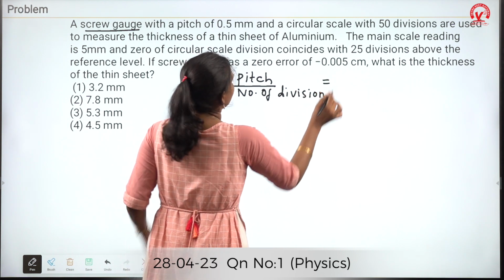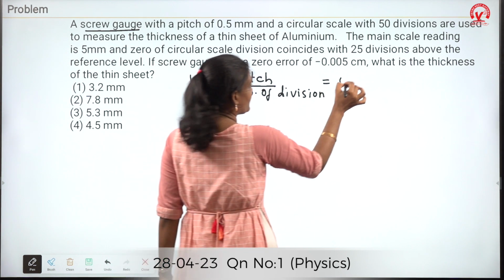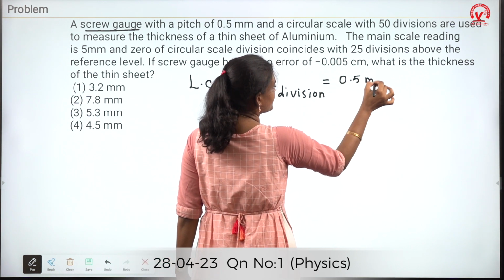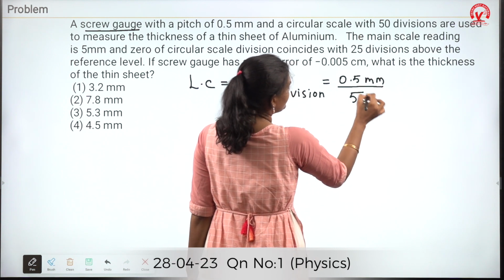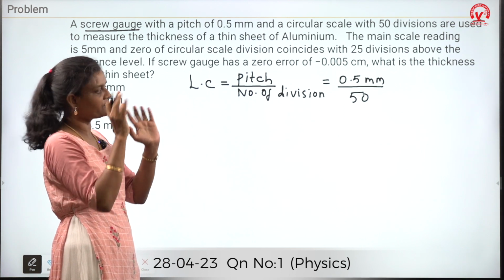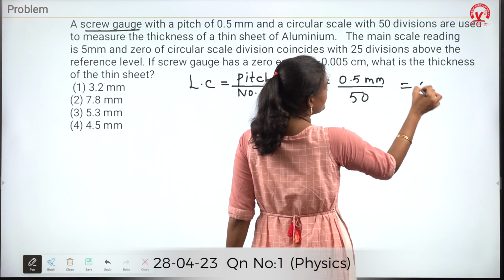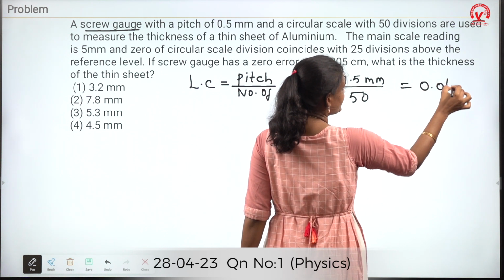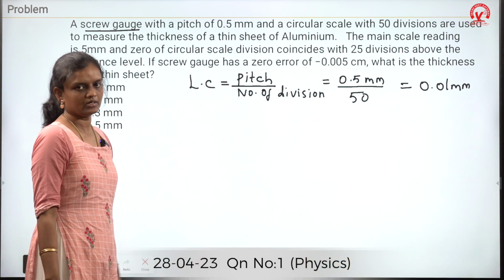So here they have given the value of pitch as 0.5 millimeter. What is the number of divisions? 50. In a screw gauge there are 50 divisions in the circular scale. So when we are dividing this, you will get the answer 0.01 millimeter. So the least count value is 0.01 millimeter.